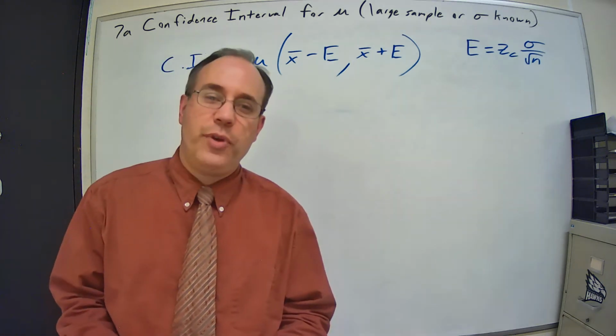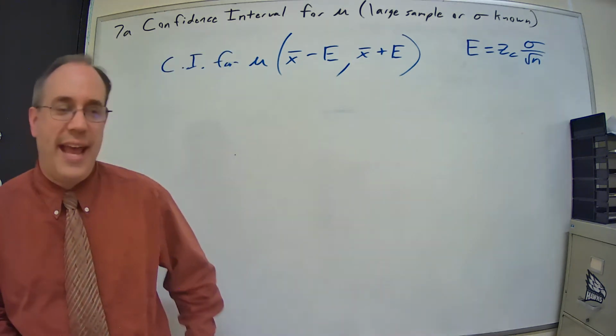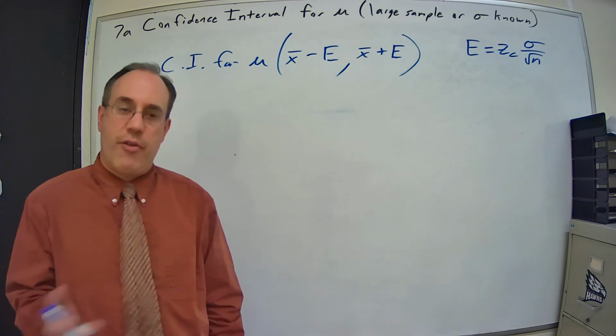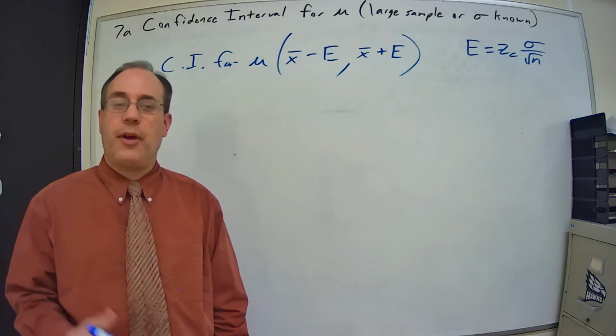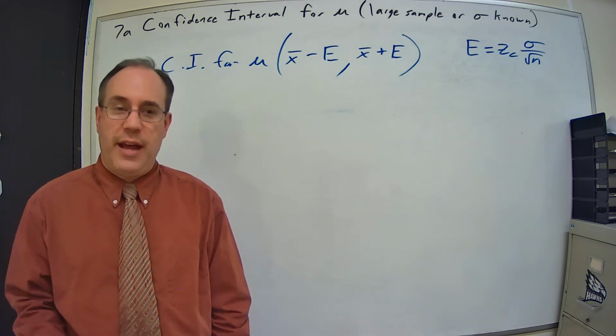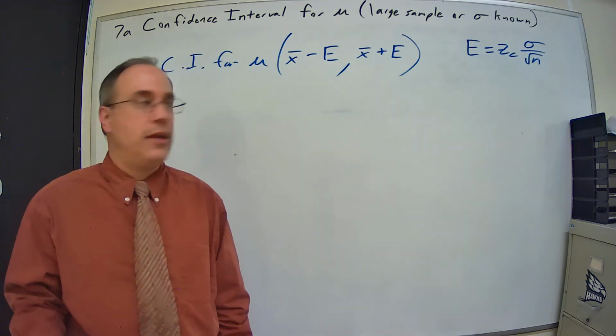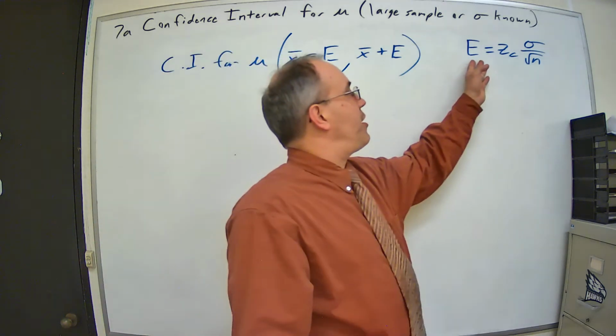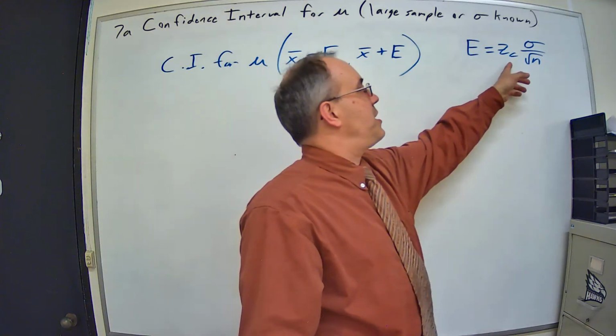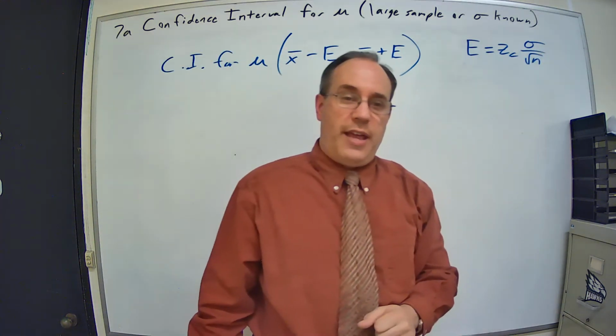Well, how do we do that then? It's like we want to have a certain margin of error instead of just coming up with one randomly. How can we find that out? How we do that is we kind of reverse the process. If we look at our margin of error, it is equal to z sub c sigma over the square root of n.